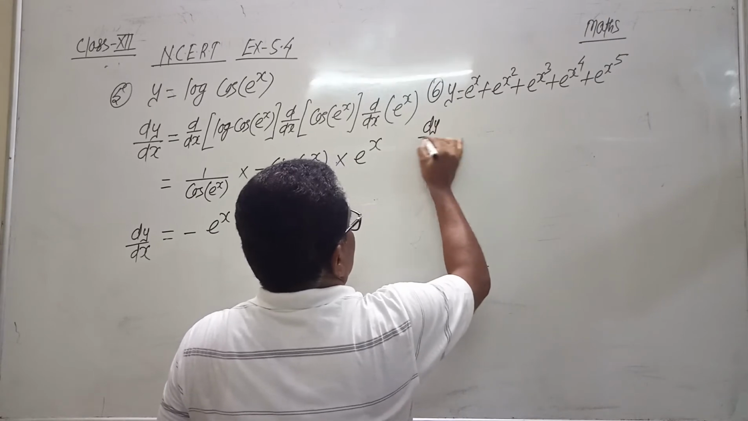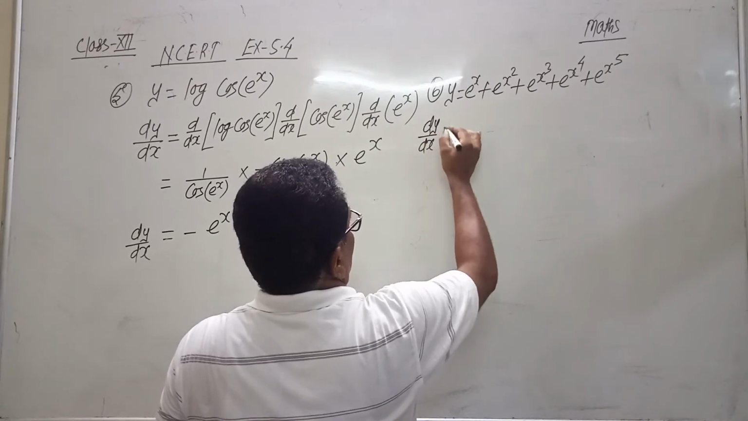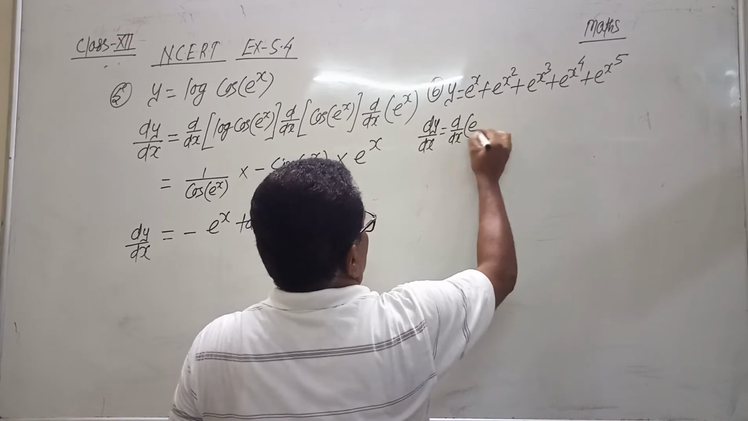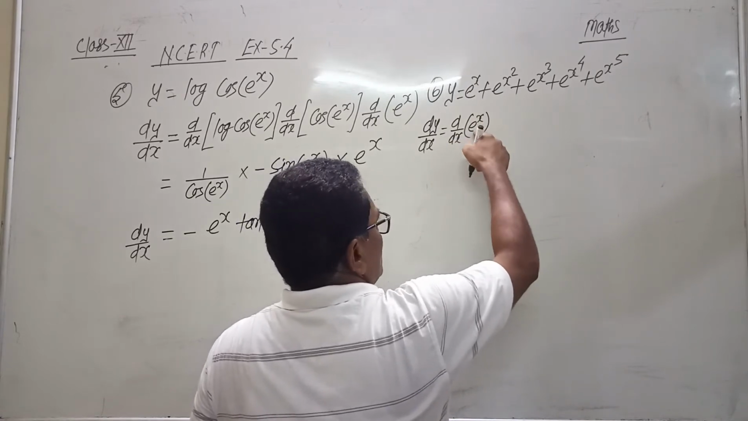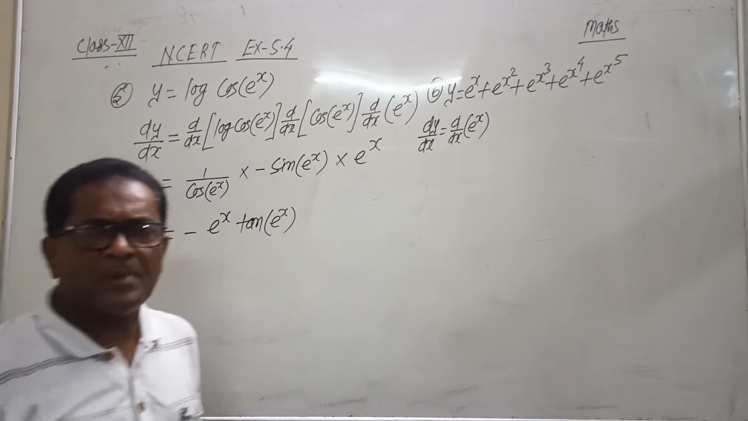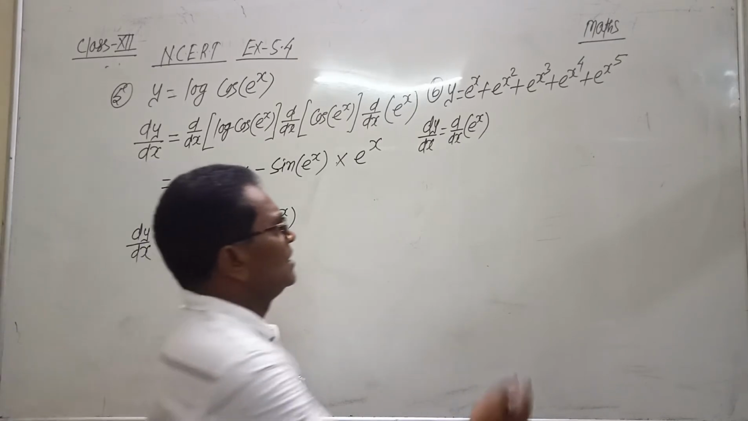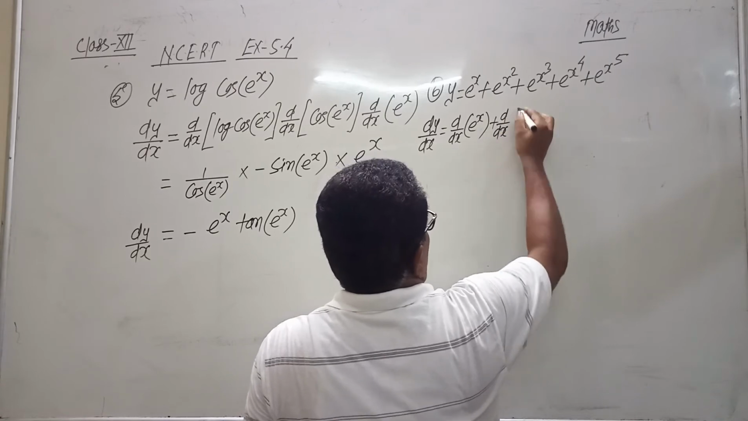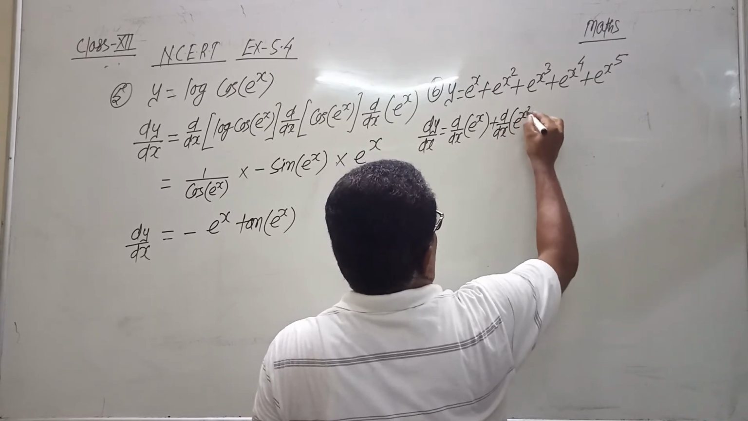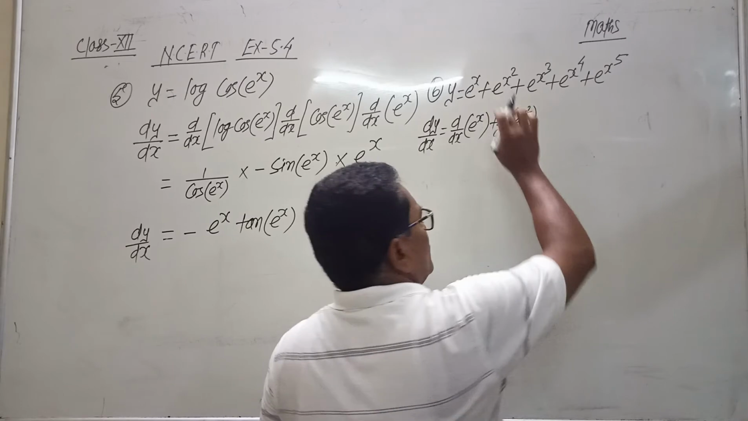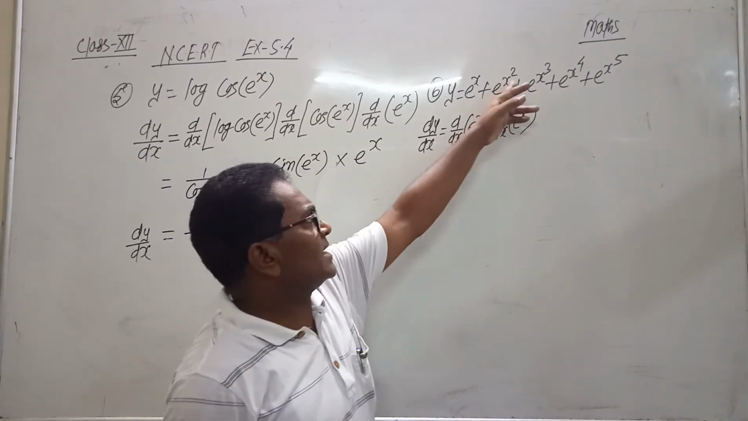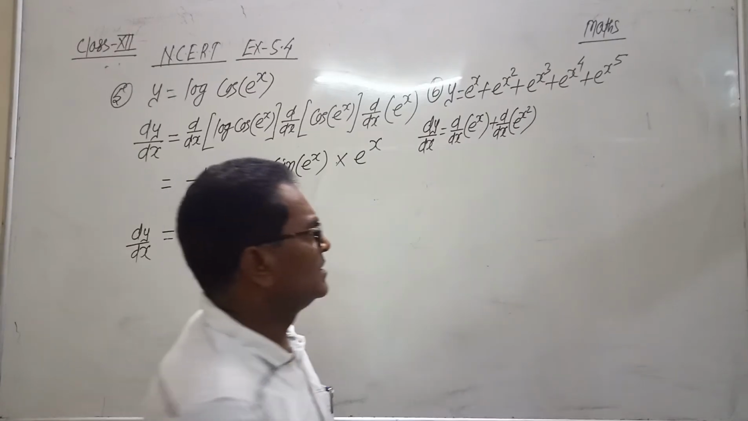So dy by dx equals d by dx of e raised to the power x. No need to drop e because the power is positive x, plus d by dx of e raised to the power x square. Now we will have to drop e because there is not x but x square.